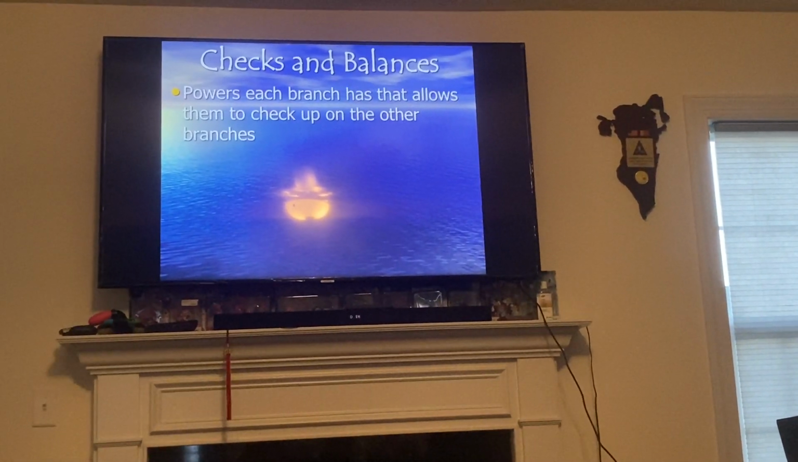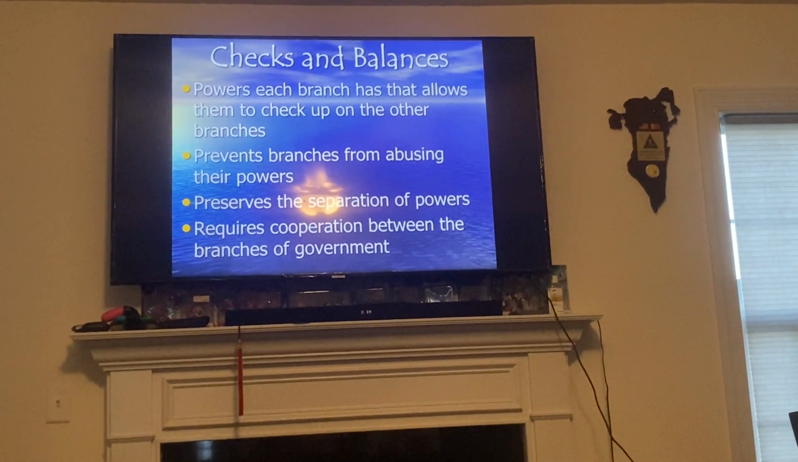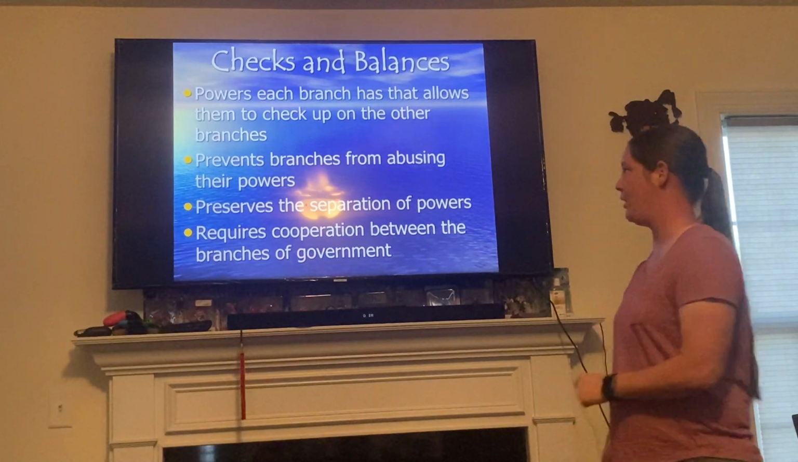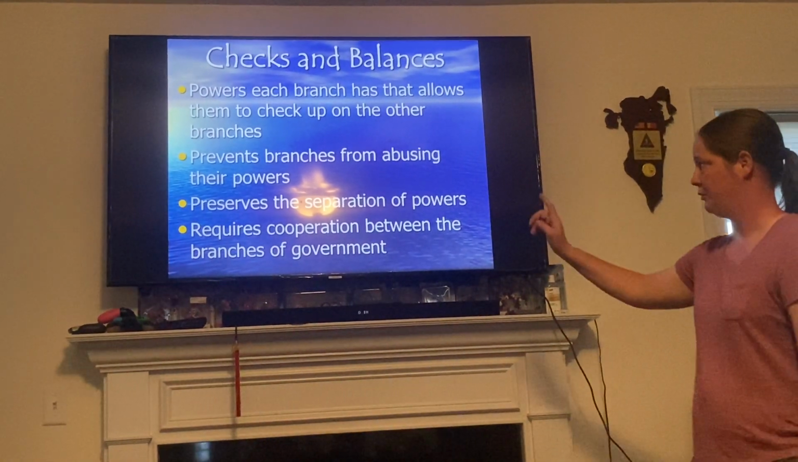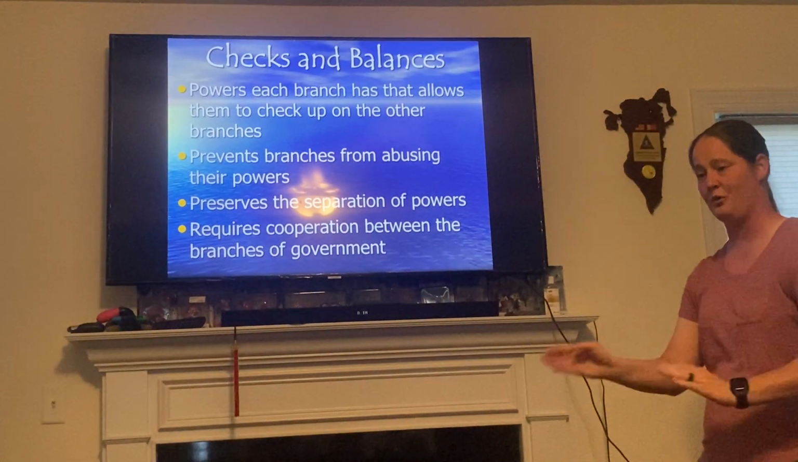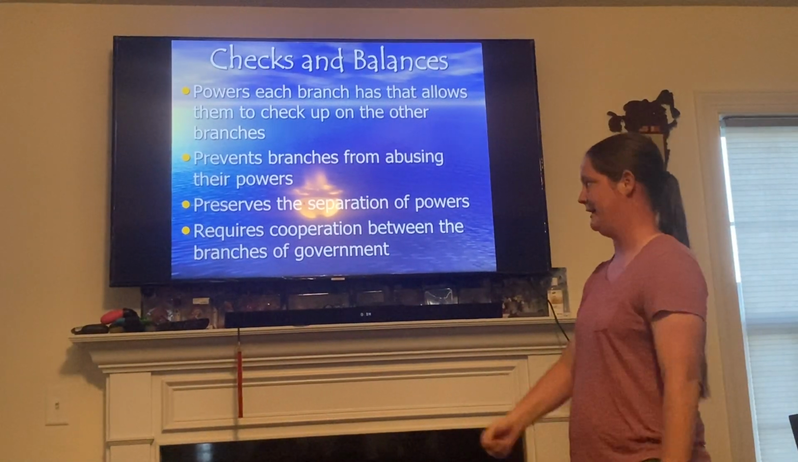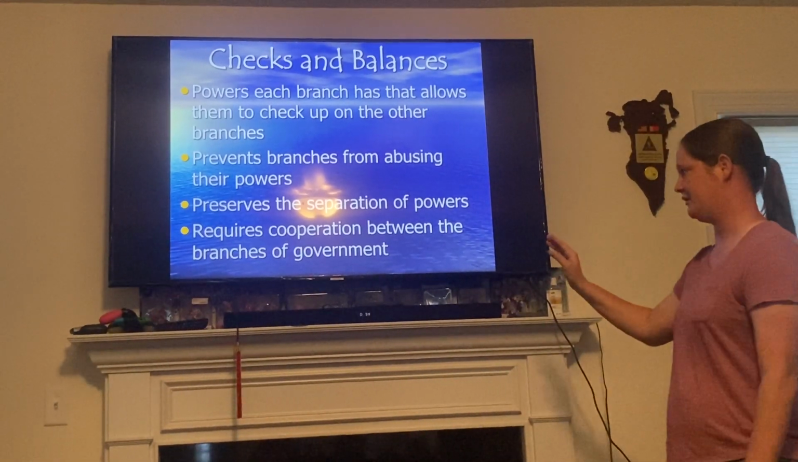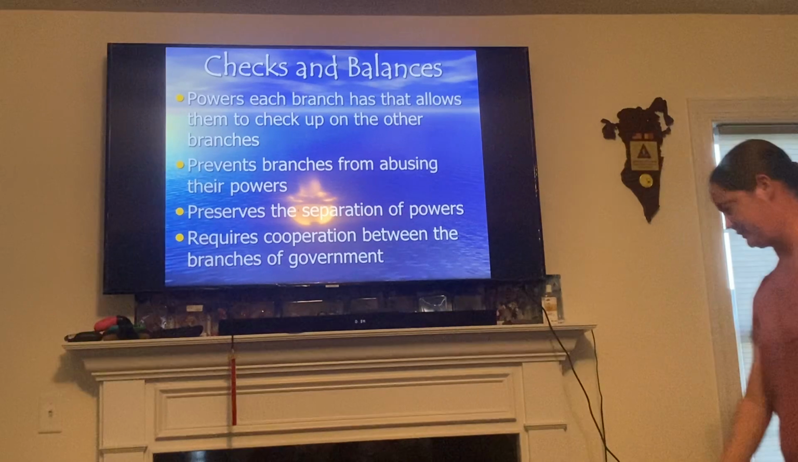Alright, checks and balances. These are powers each branch has that allow them to check up on the other branches. It prevents branches from abusing their powers. We don't want one branch to have more power than the other and be able to abuse that. Then, it's going to preserve the separation of powers and requires cooperation between the branches of government.